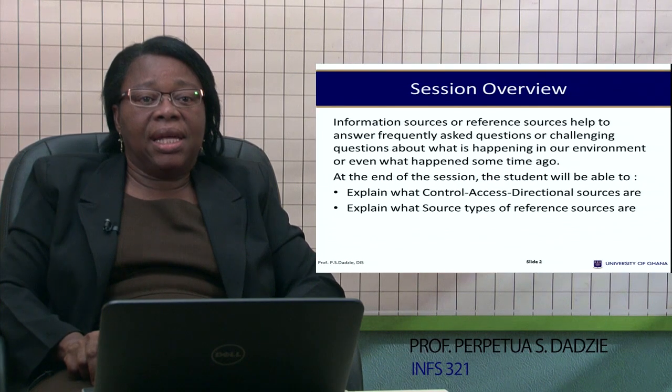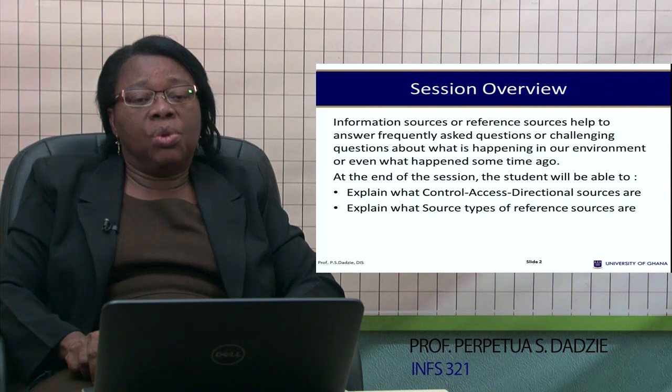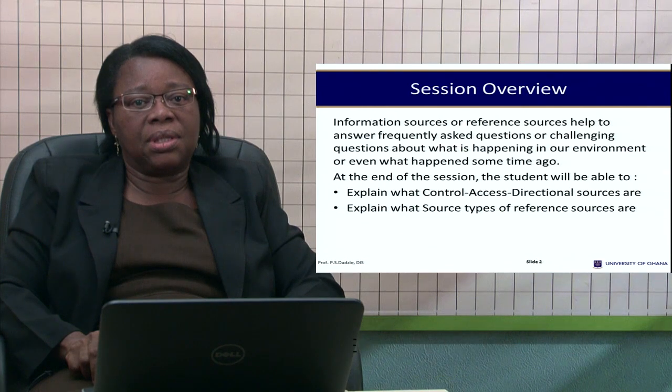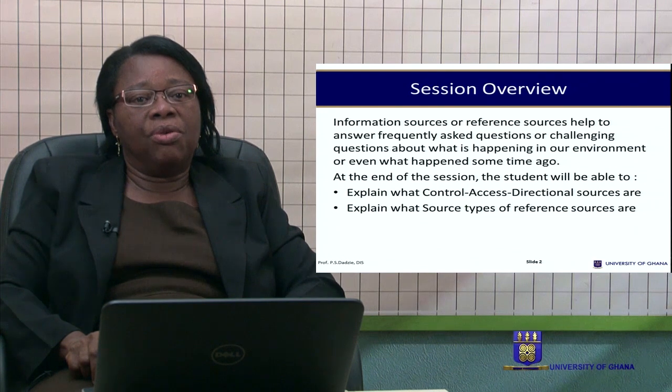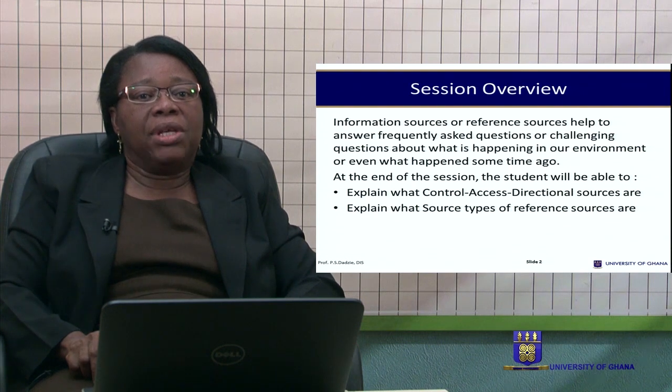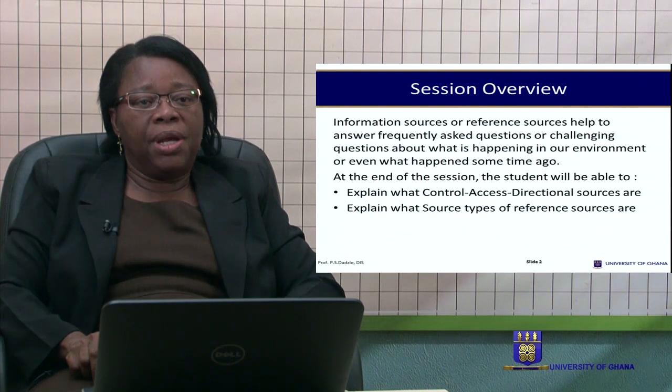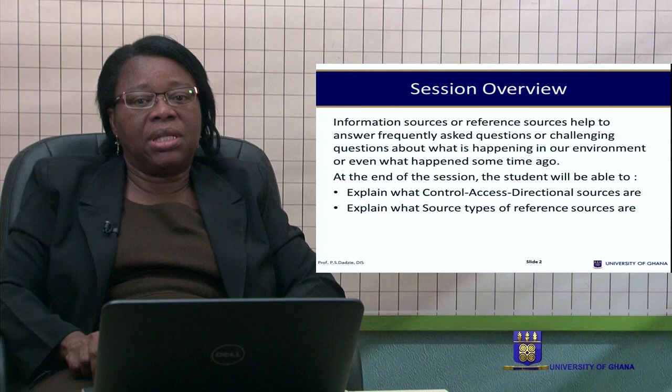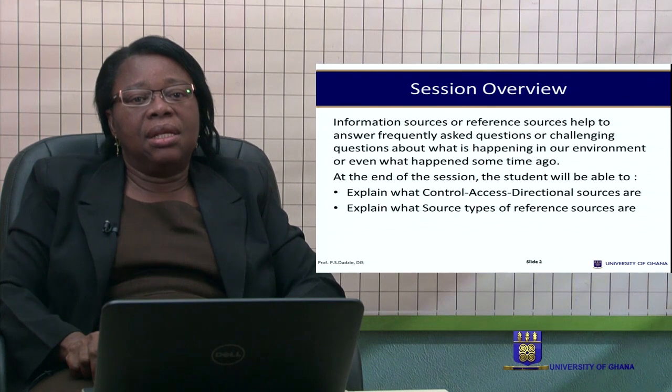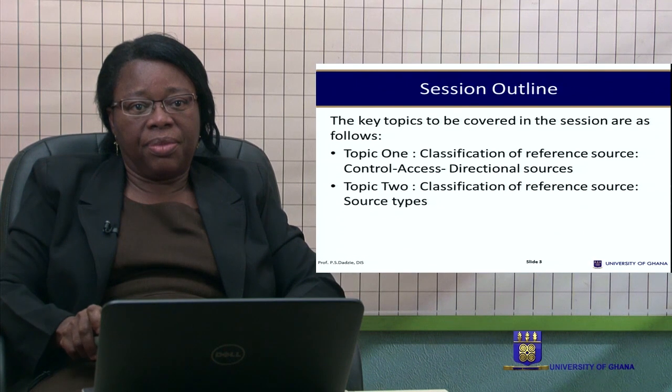I mentioned earlier that we have two schools of thought in classifying information sources or reference sources. The first uses documentary and non-documentary sources, and the second one, which we are going to look at, we call the control access directional sources and source types. So at the end of this session, you'll be able to explain what we mean by the control access directional source and the source types.